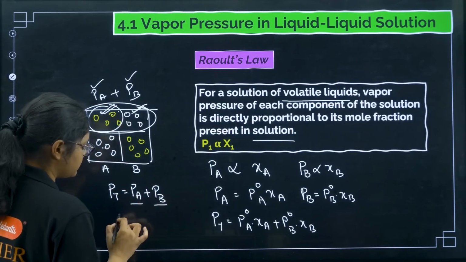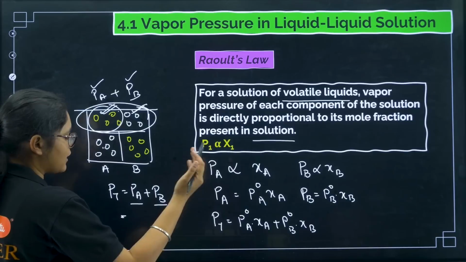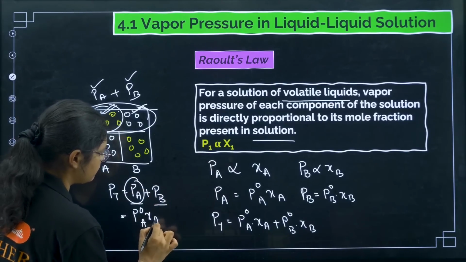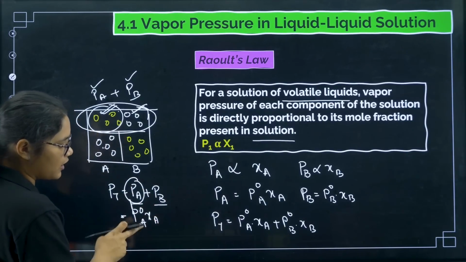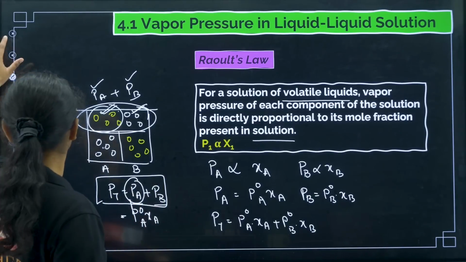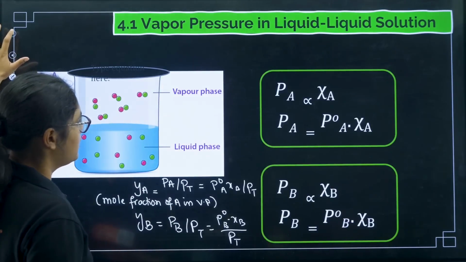What is Raoult's law here? PA is equal to P naught A XA. This formula which we are deriving, this is your Raoult's law. This formula is your Dalton's law. Okay, I hope all of you have understood this one.